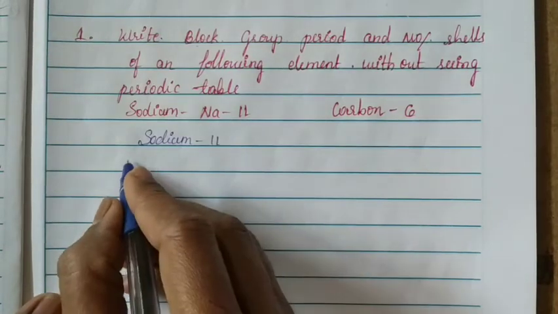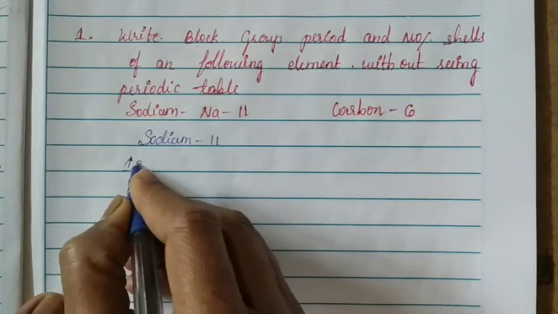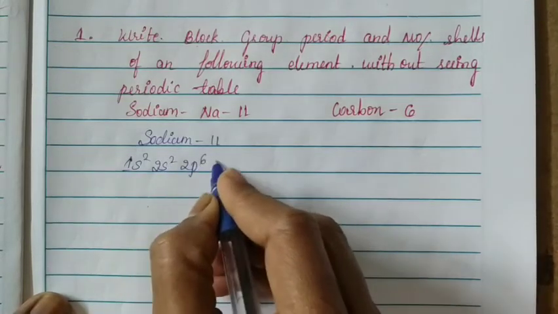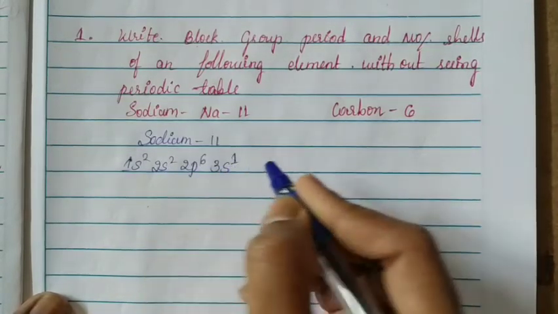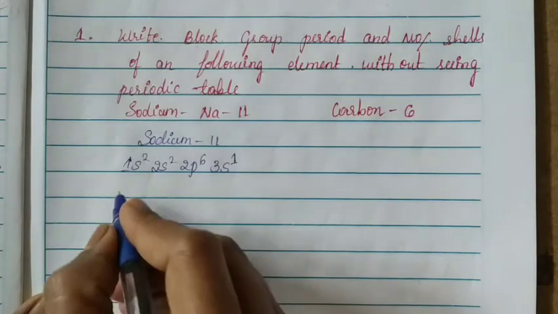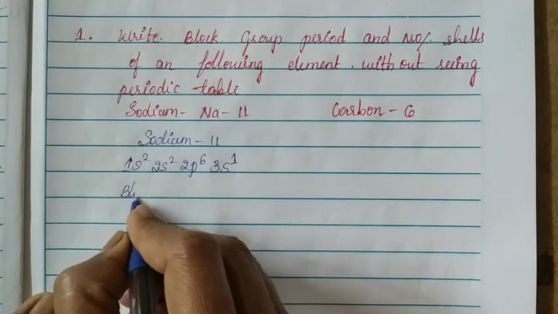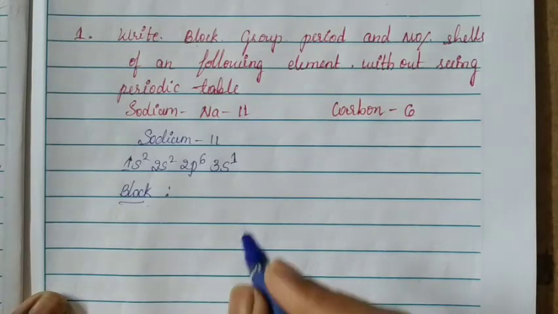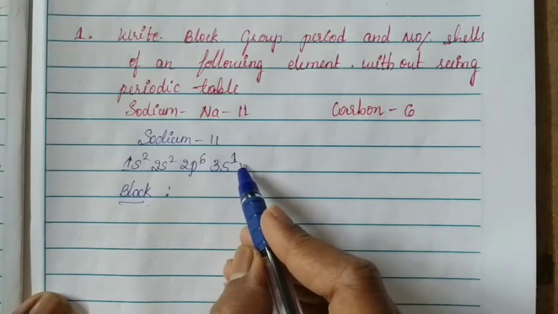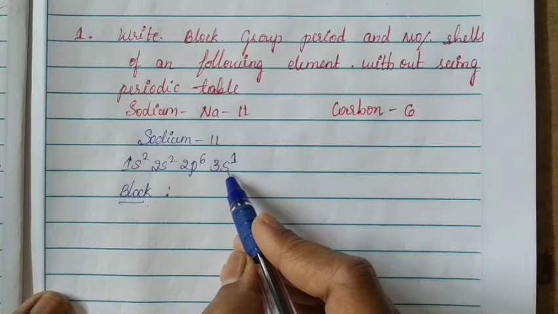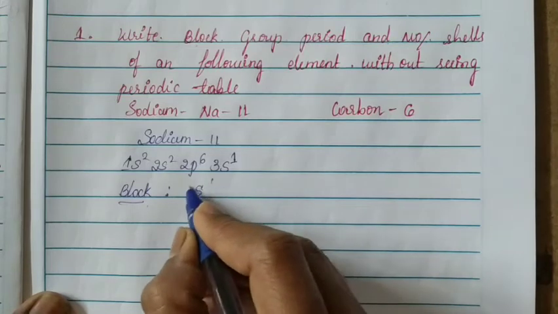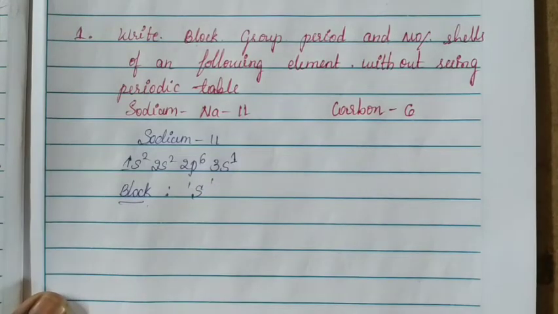According to that, write the electronic configuration like this: 1s2, 2s2, 2p6, 3s1. Now let us write the block first by seeing this electronic configuration. Yes, the outermost electron, the valence electron, is filled in which subshell? S subshell. That's why it belongs to the S block.